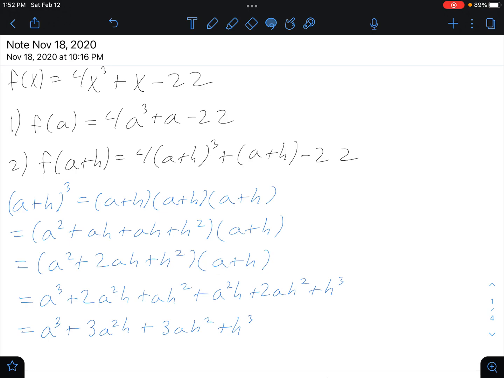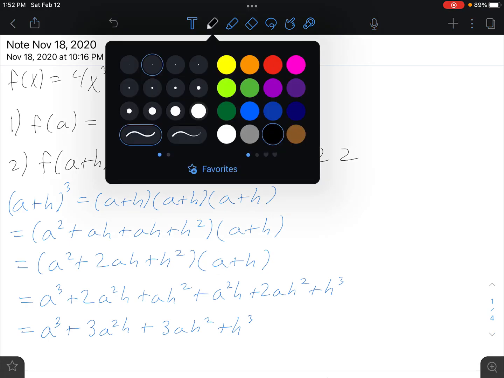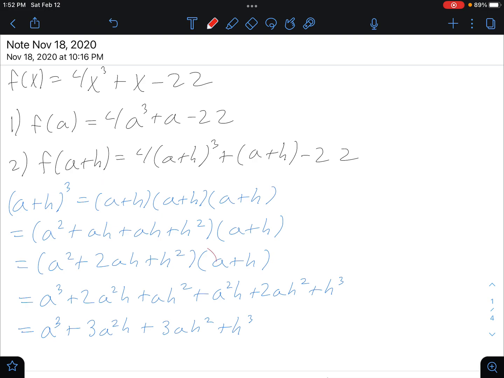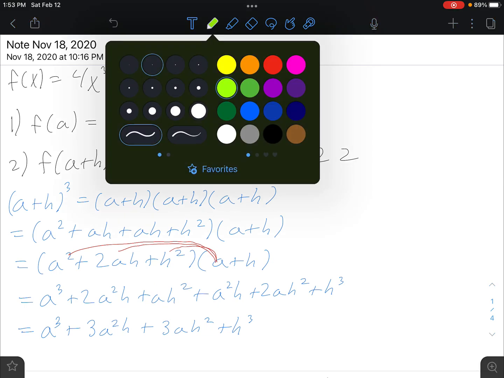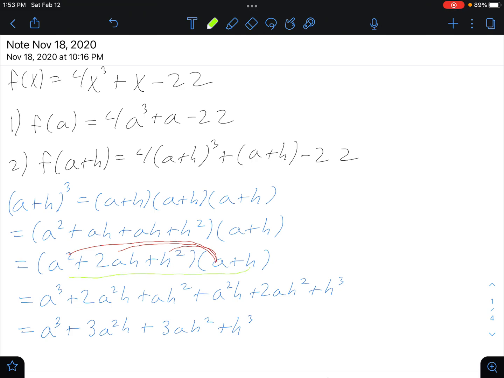And now a has to get distributed. Let's put in some of those loops so you can see. A is going to get distributed in here to that trinomial. So we get a to the third plus 2a squared h plus ah squared. Now what's going to happen again is distribution. This time h is going to get distributed into this trinomial. So we're going to get a squared h plus 2ah squared plus h to the third power.